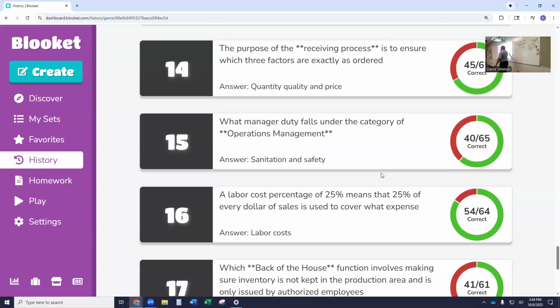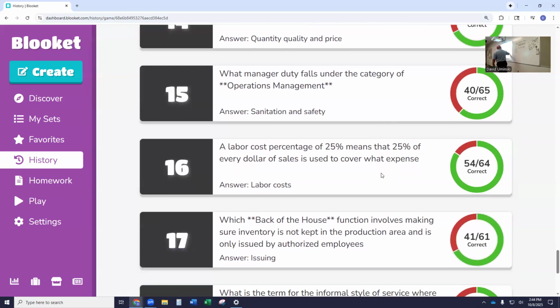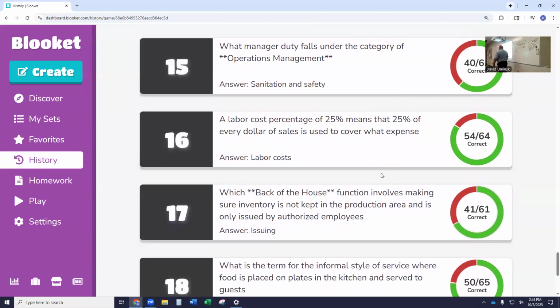Okay. So when we're receiving things, we want to check the quantity, the quality, and the price. Okay. Sanitation and safety. That is an operation. We want to make sure things are operating in a healthy and safe manner. That our tables are being wiped down in between each visitor. That our prep cook is not prepping raw chicken and then, before sanitizing, starting to prep raw vegetables for the salad. Okay, so that is operations.